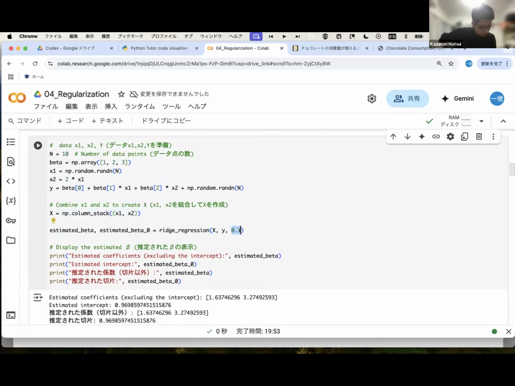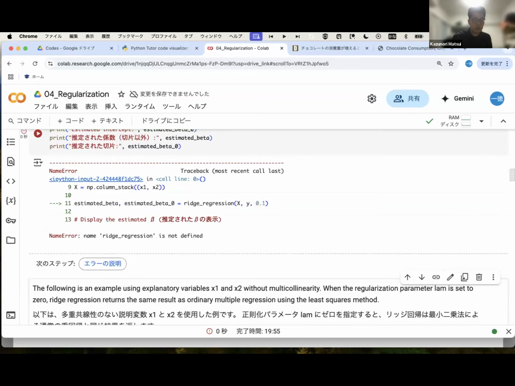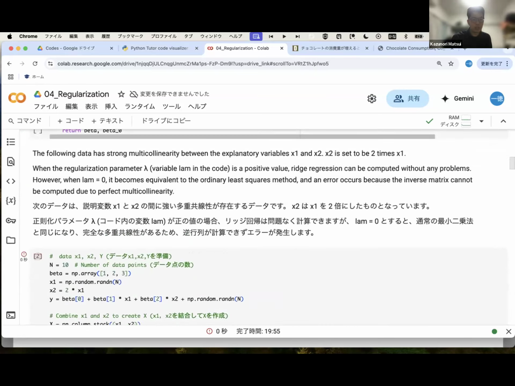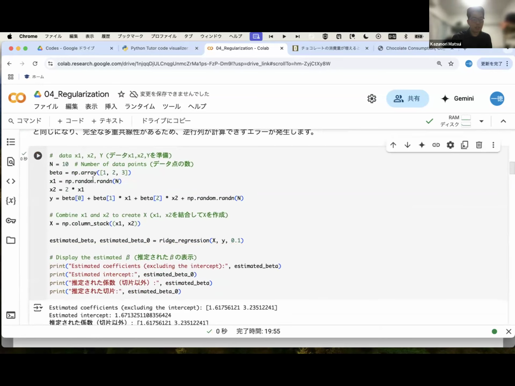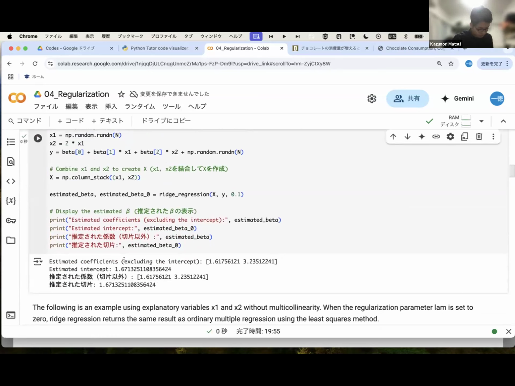For data with strong multicollinearity like this, ordinary least squares would result in very unstable calculations and poor estimation. However, ridge regression, sorry, I forgot this one. Okay, like this. By adding a regularization term, ridge regression can handle the calculation without difficulty.